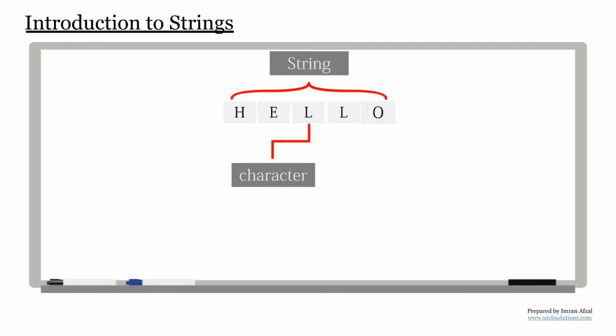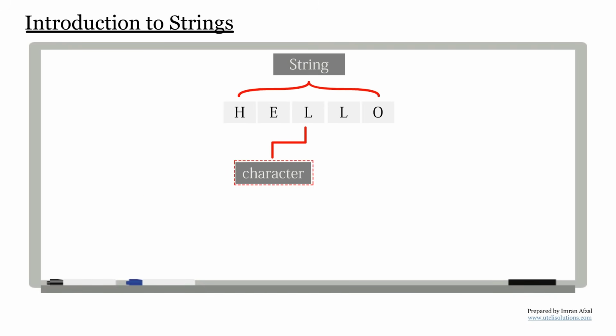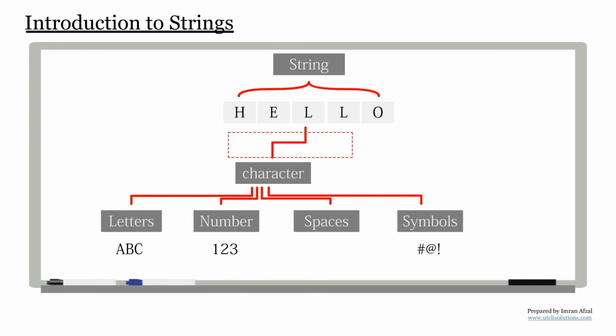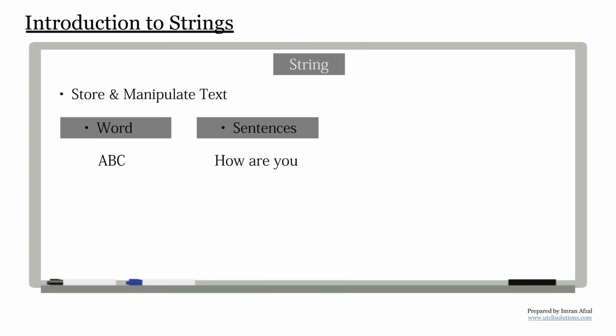In this lecture, we will learn about strings in Python, which, by the way, we have covered briefly in the previous lectures. A string is a sequence of characters. Characters can be letters, numbers, spaces, or symbols. Strings are one of the most important data types in Python because their purpose is to store and manipulate text such as words, sentences, or symbols. So, in short, they are used for handling text.